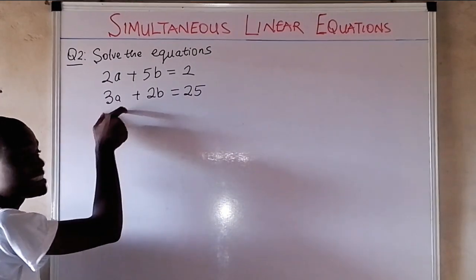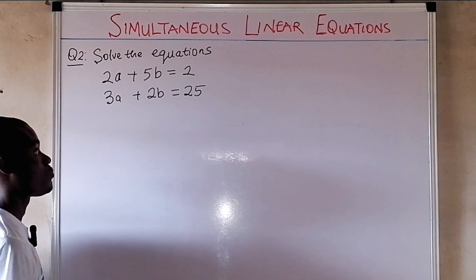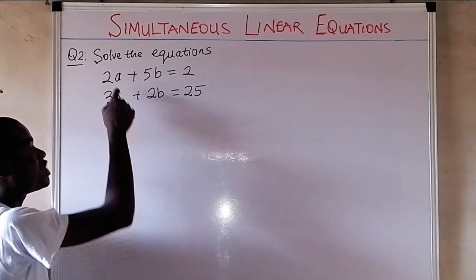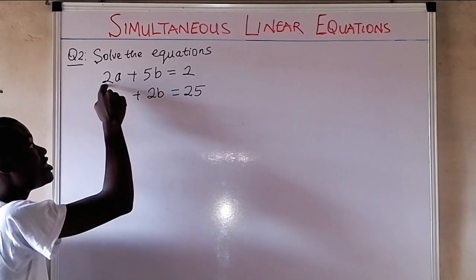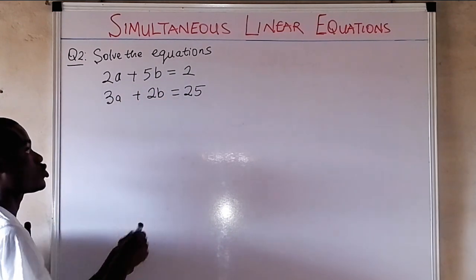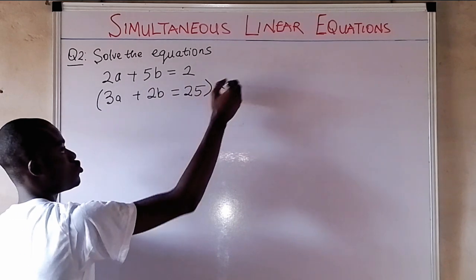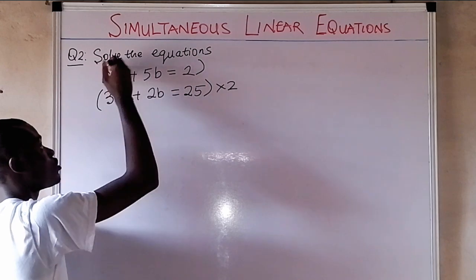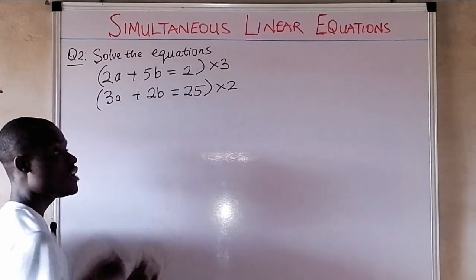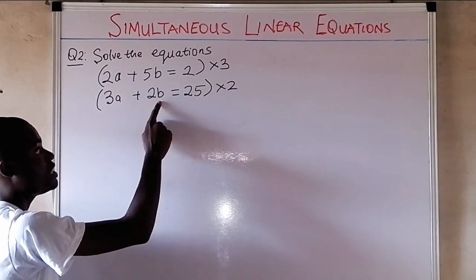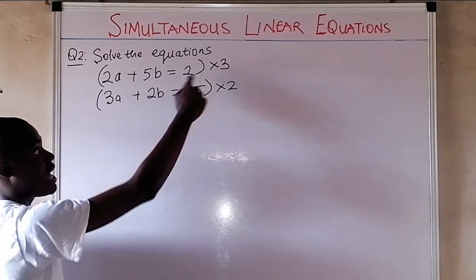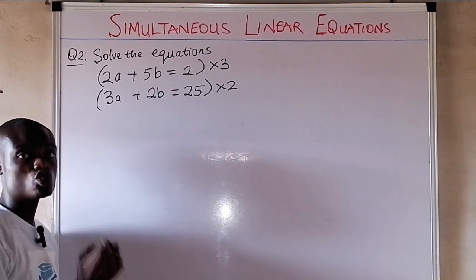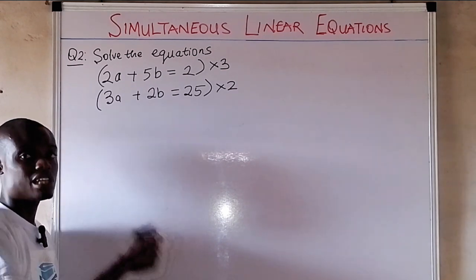So let's say we want to eliminate A from this equation. What are we going to do? We are going to look at the coefficient of A in both equations. Now the coefficient of A in this equation is 2. I'll use this 2 to multiply the other equation. So this other equation times 2. Now the coefficient of A here is 3. I'm going to use 3 to multiply the other equation. So this other equation times 3. If I were to eliminate B, the coefficient of B is 2, so I would use 2 to multiply the other equation, and the coefficient of B is 5, so I would use 5. But in this case, we are eliminating A, so use the coefficient of A to multiply the other equation.